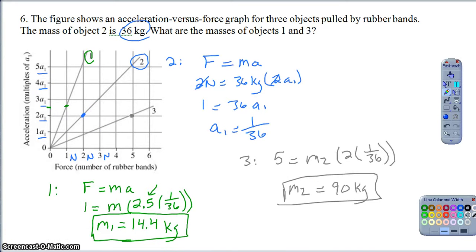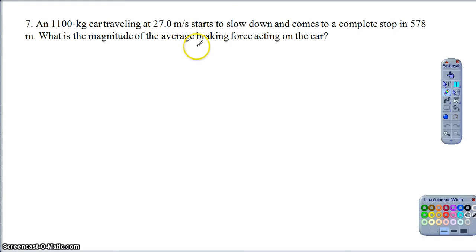So then question 7 here hopefully isn't too bad. We're looking for the average braking force.